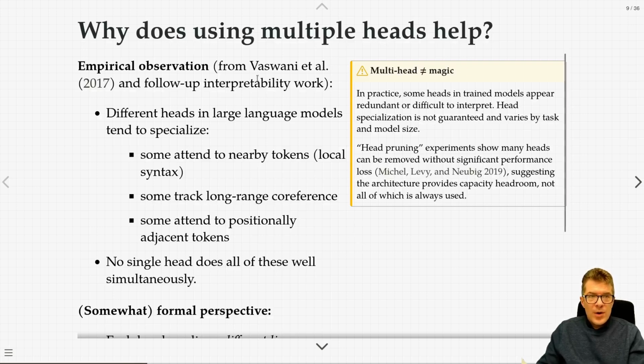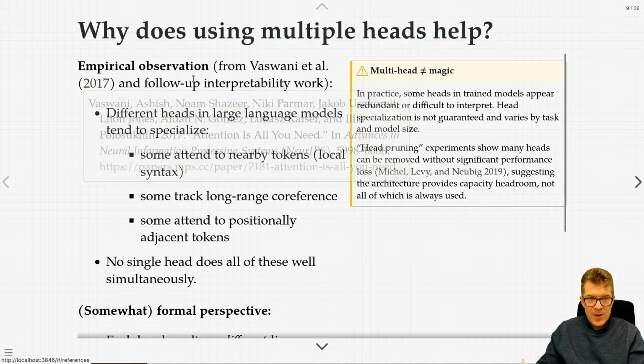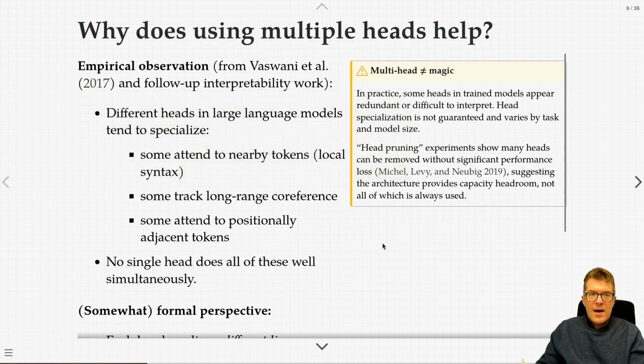Well, there are empirical observations. From that very same paper and from some follow-up work, the different heads in large language models, or other pre-trained language models which predate so-called large language models, do specialize. They don't necessarily specialize in as cleanly linguistic a way as the examples I showed you a moment ago with the animal crossing the street, but they do kind of specialize. They do perform different tasks.